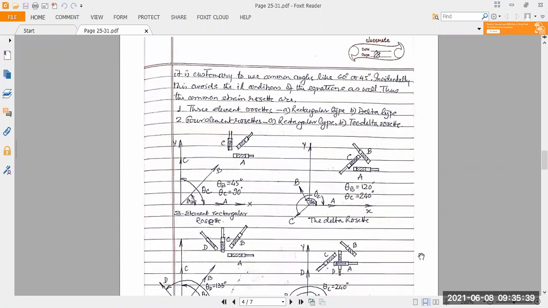Now if we consider the three-element rectangular rosette, it will be shown in the next pages itself.